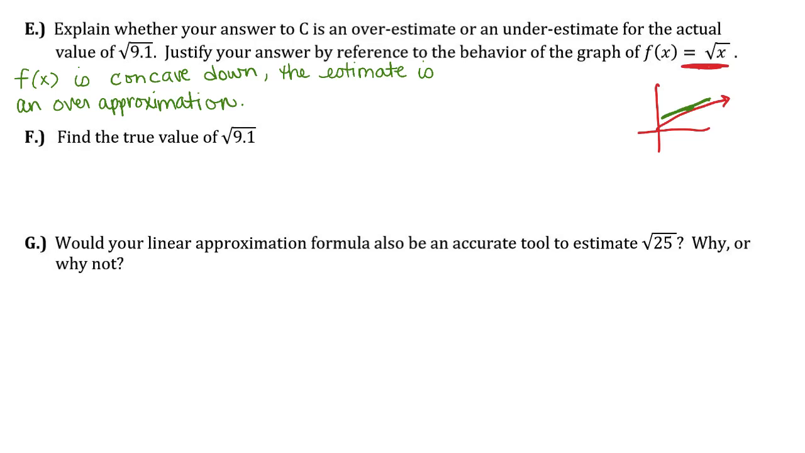Now they want us to find the true value here. And the square root of 9.1, if you type all that in your calculator, believe it or not, you're going to get about 3.0166. So it's a pretty fair estimation there. So the next question would be, would your linear approximation formula be an accurate tool to estimate the square root of 25, and why or why not?